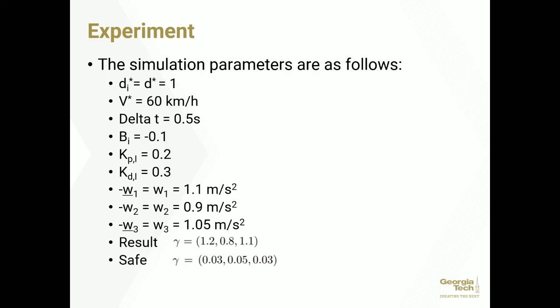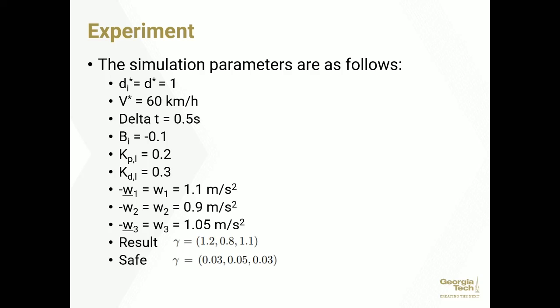So let's continue with the simulated parameters, which are as follows. D, the desired distance, is 1 meter. The desired velocity is 60 kilometers an hour. Our sample, delta t, is half a second. Our b sub i, which is our friction loss, is negative 0.1. Our K sub P sub i is 0.2. Our K sub D sub i is 0.3. And the accelerations of our 3 vehicles are 1.1, 0.9, and 1.05.